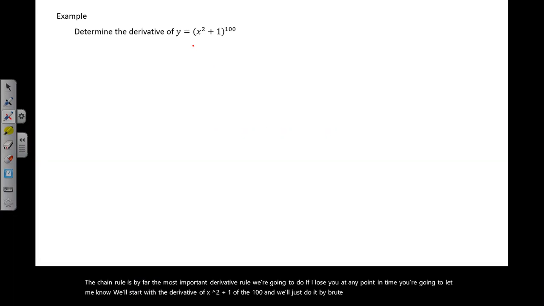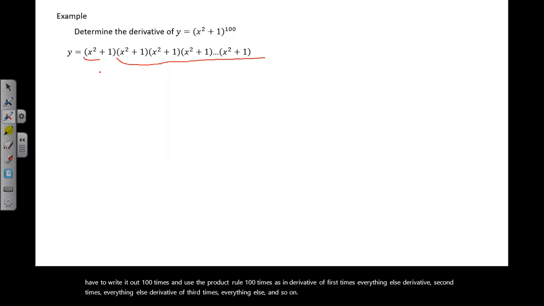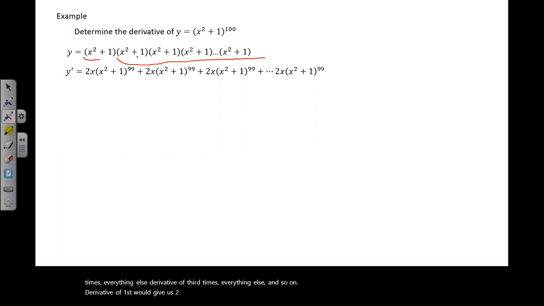not using the chain rule. We'd have to write it out 100 times and use the product rule 100 times, as in derivative of first times everything else, derivative of second times everything else, derivative of third times everything else, and so on. Derivative of first would give us 2x. Everything else, there'd be 99 of those. The same thing would be true for the derivative of second times the rest, derivative of third times the rest, derivative of fourth times the rest.